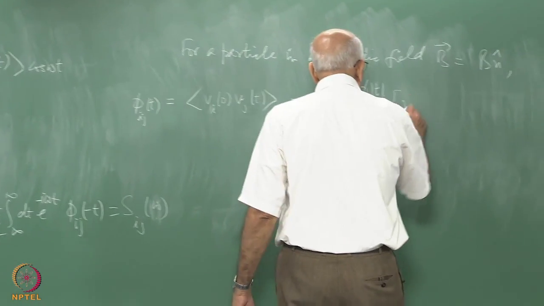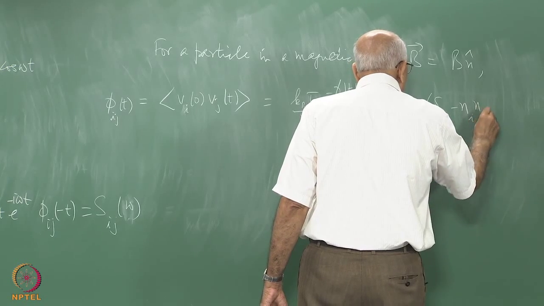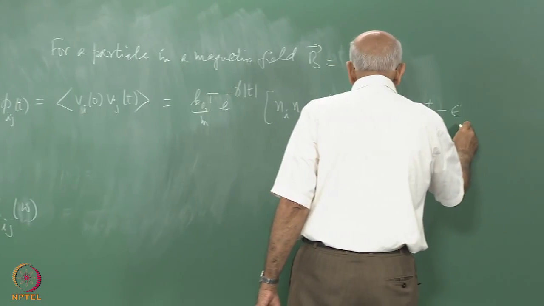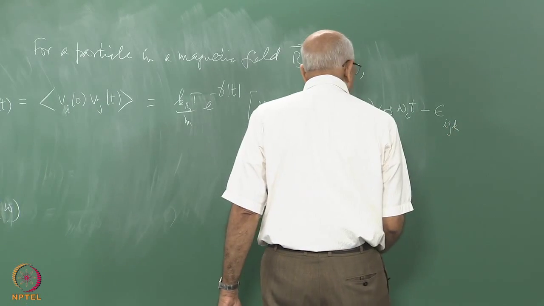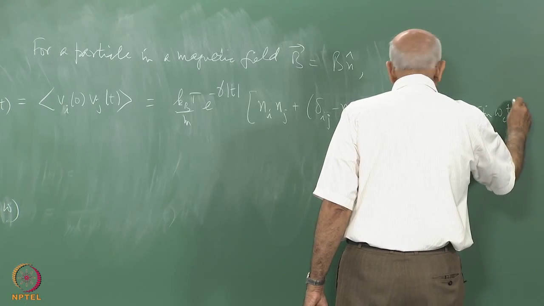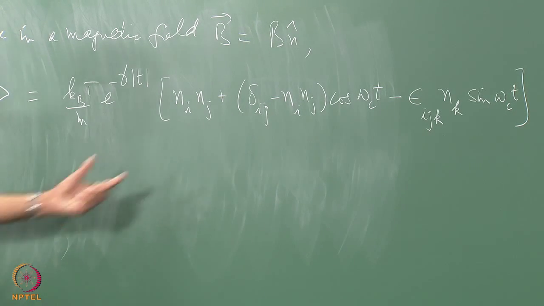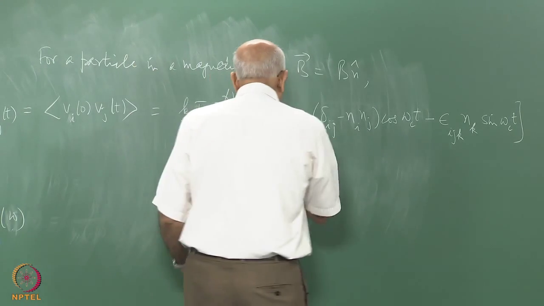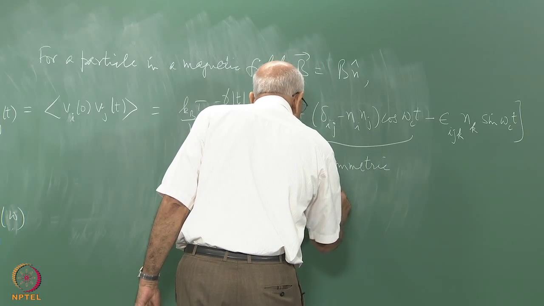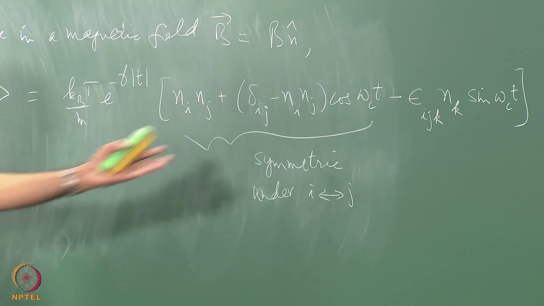So this was ni nj plus delta ij minus ni nj cos omega, the cyclotron frequency times t, minus epsilon ijk nk times sine omega c t. Okay. So this is the symmetric part in i and j, symmetric under ij interchange. And this is the anti-symmetric part.